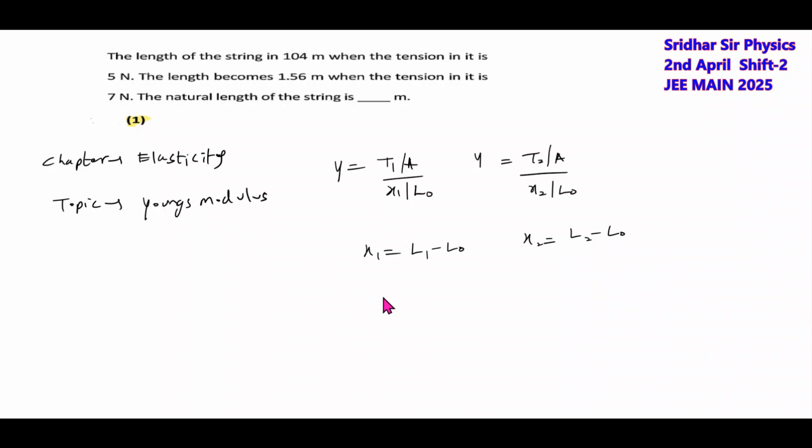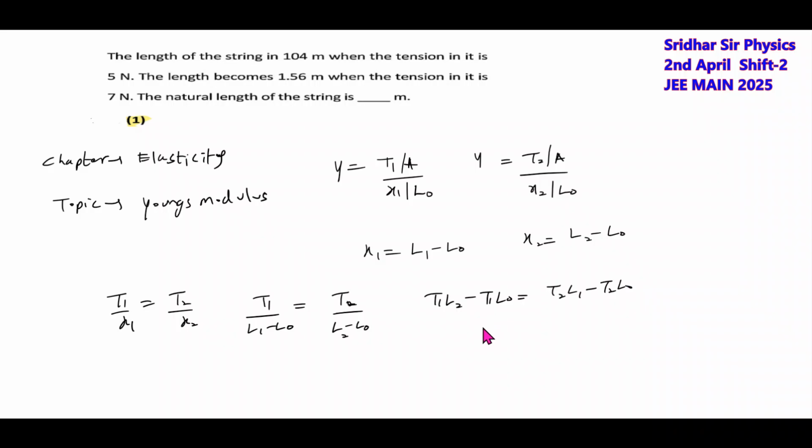So dividing these, T1 by X1 equals T2 by X2. The basic equation, T1 by X1 equals T2 by X2. What is X1? L1 minus L0. What is X2? L2 minus L0. We have to calculate L0. So T1 L2 minus T1 L0 equals T2 L1 minus T2 L0. T1 L2 minus T2 L1 is equal to T1 minus T2 times L0.